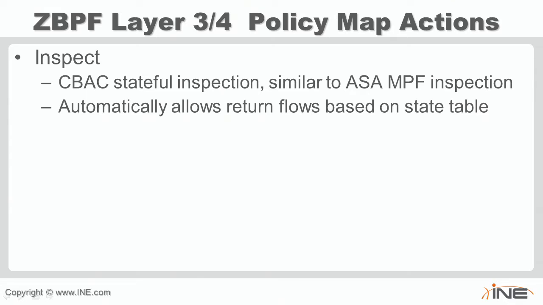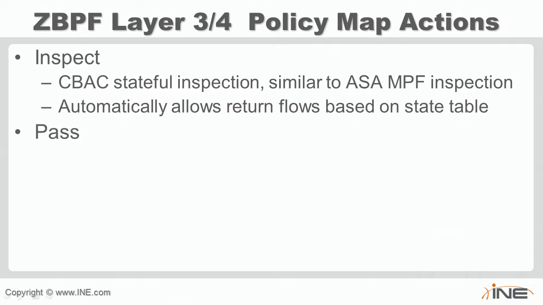So in the vast majority of policies here, we would be inspecting traffic as it goes from inside out. And then the outside back in traffic is automatically going to be allowed based on the state table. Now again, since in the class default, we automatically are going to deny any traffic that is not previously matched, it means that if we inspect the flows that we want, then all other flows would be automatically denied.